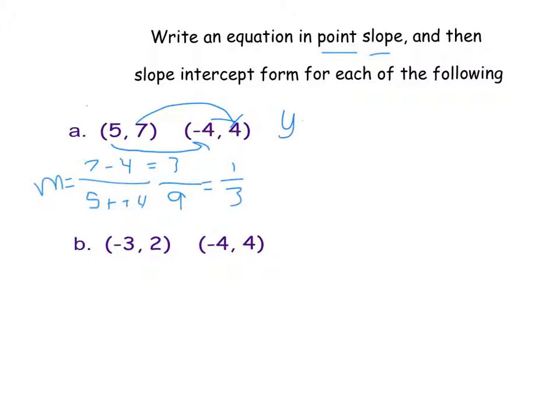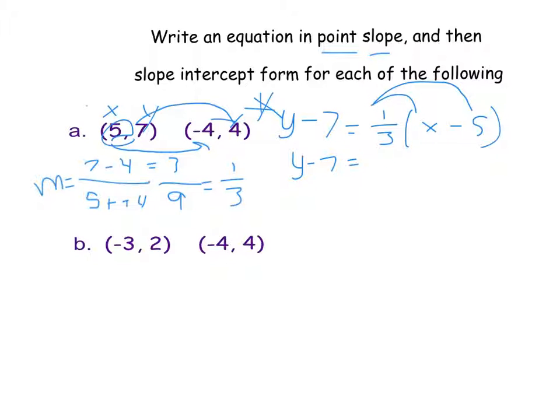So y minus, I'm going to go over here and write x and y to make sure I grab the right number, equals 1/3 times x minus, I'm going to come over here and grab that 5. Oh, another fraction one. What am I doing to myself? So that is in point-slope form. To get it into slope-intercept, you do that distributive property. So I have y minus 7 equals 1/3 x minus 5/3.